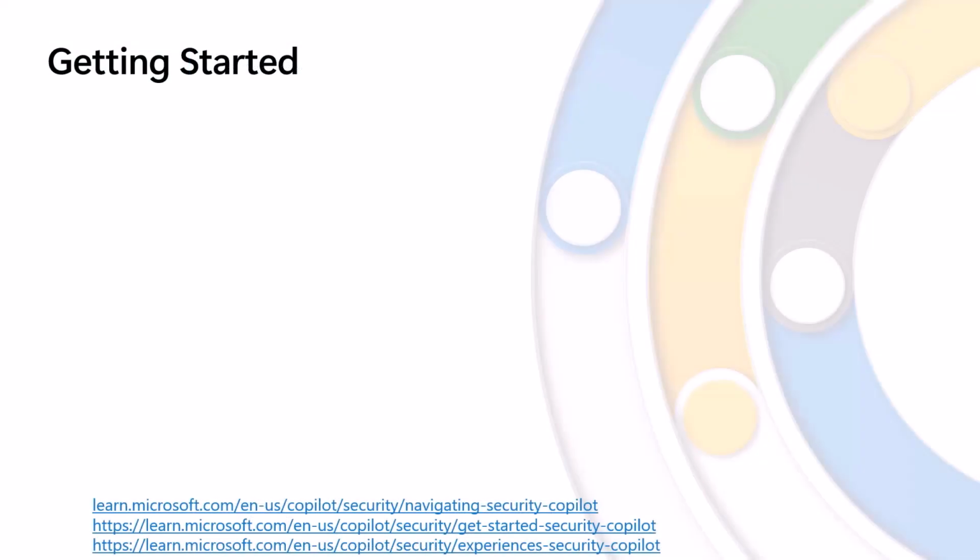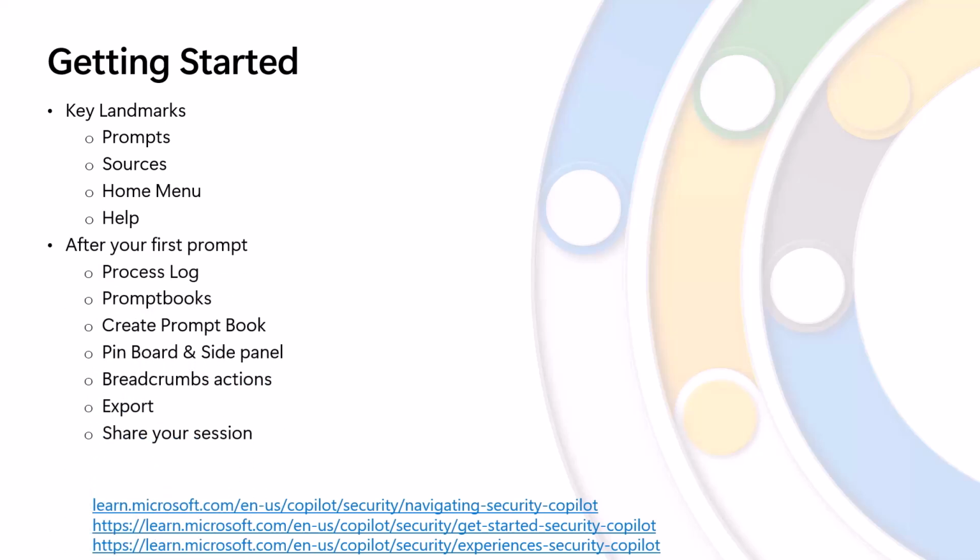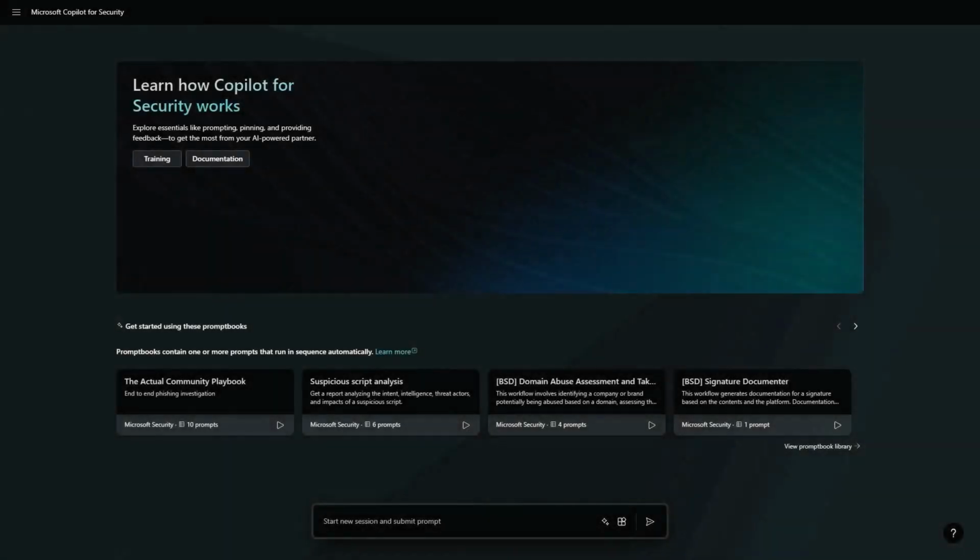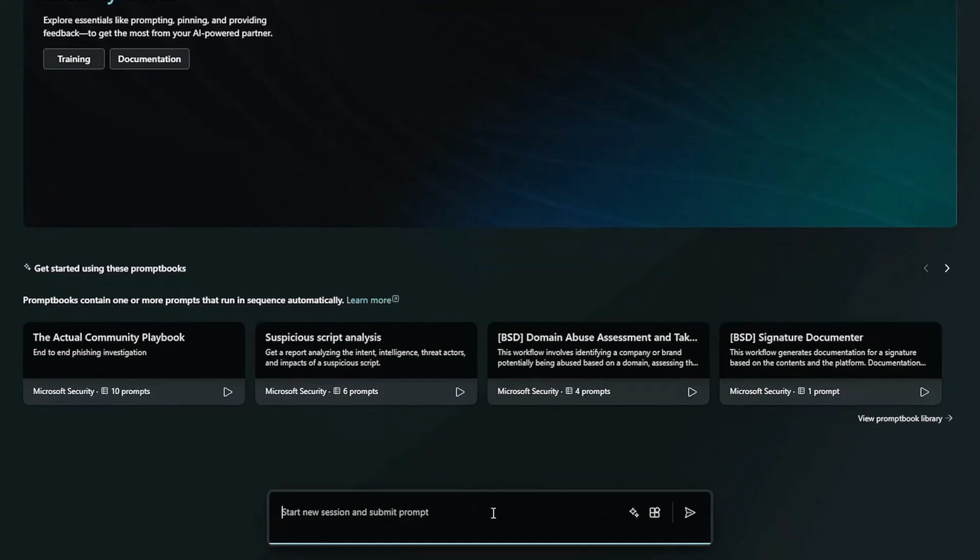Now let's quickly look at the basics of using Security Copilot using a demo in which I'll first cover the key landmarks: the home menu, prompts, sources and help. Then we'll look at the other features that appear after you submit your first prompt, including pinning, sharing and more. The first thing you'll see is a home page, and the prompt bar is at the bottom. That's where you'll submit prompts. Within the prompt bar there are two buttons. Select Prompts to see sample prompts, prompt books and system capabilities. Select Sources to manage your plugins and files, as I have already demoed.